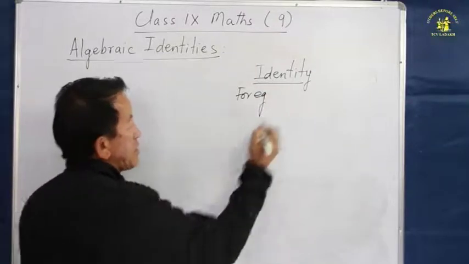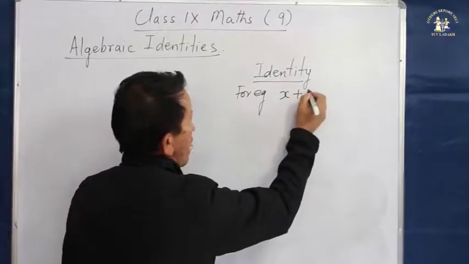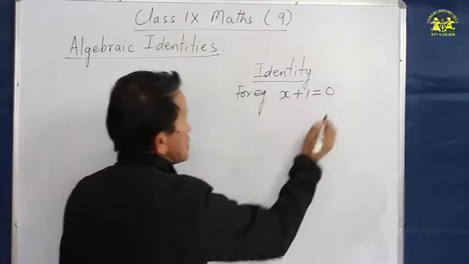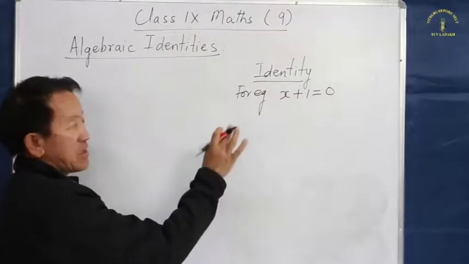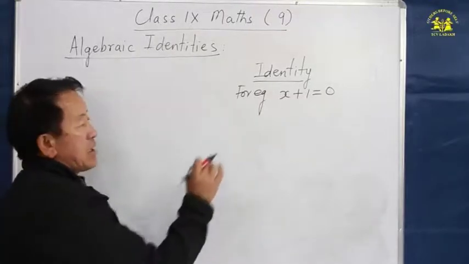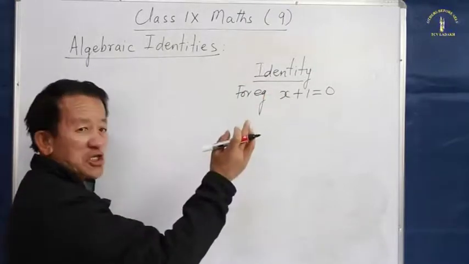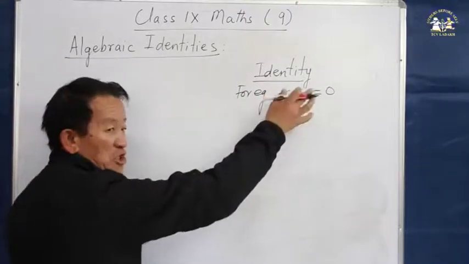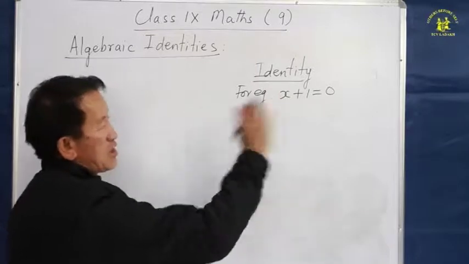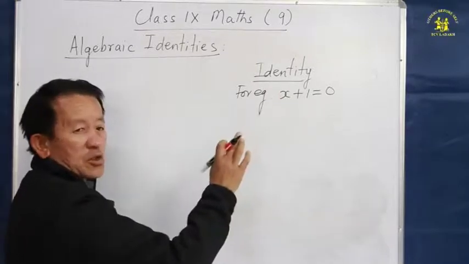For example, x plus 1 is equal to 0. This is an equation. We have to find the value of x.